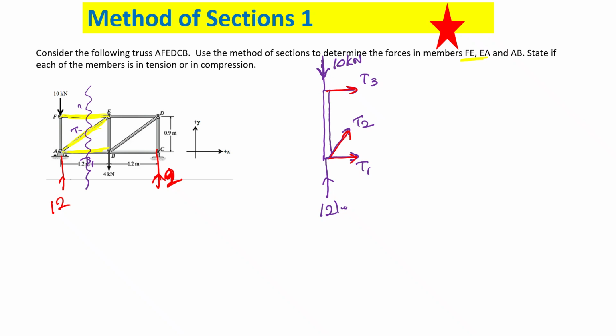Okay, so we don't know the angles now. We need to find this angle. So how do we find this angle theta? Tan theta, opposite is what? This one, 0.9. Adjacent is what? 1.2. Can you find me theta, please?